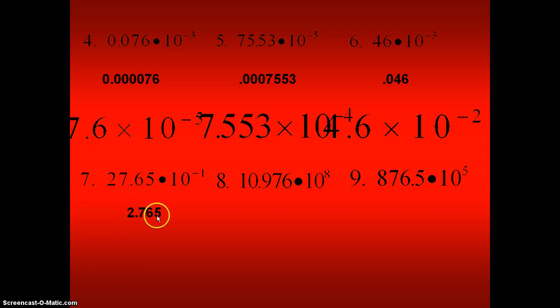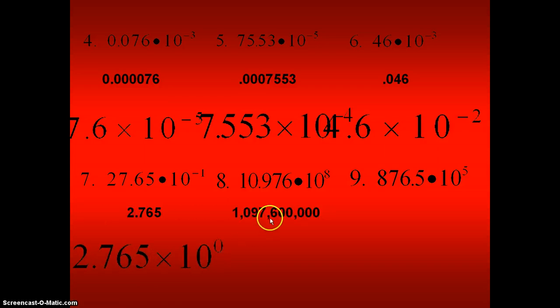So now you're going to take this number and put it back into scientific notation. Okay, so keep in mind that this has to be in between 1 and 10, and it already is in between 1 and 10 for you. So this is one of those cases where you are going to have 10 to the 0 power. So you have 2.765 times 10 to the 0 power.